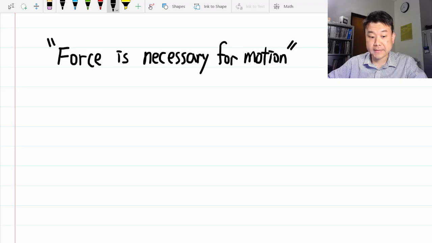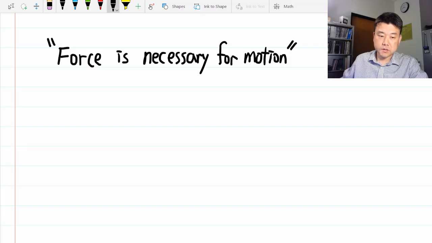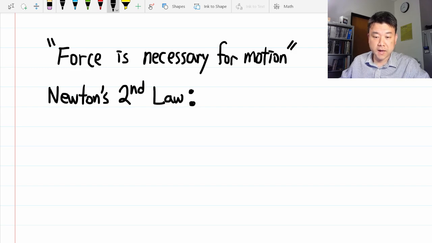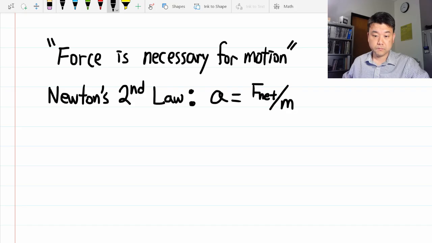If you answered yes, you might be suffering from this misalignment. The correct response would have been force is necessary for acceleration, but an object in motion will remain in motion without an external force. This response is consistent with Newton's second law. Newton's second law says that acceleration is equal to net force divided by mass. Or the first version you see is that the net force is equal to mass times acceleration.